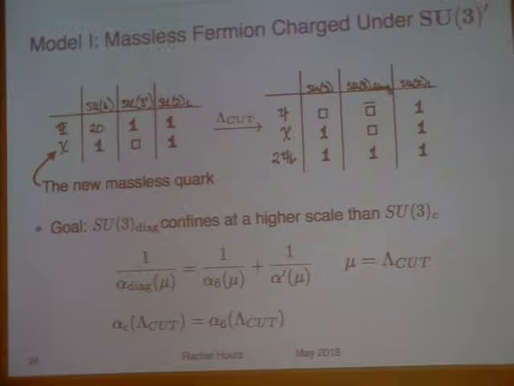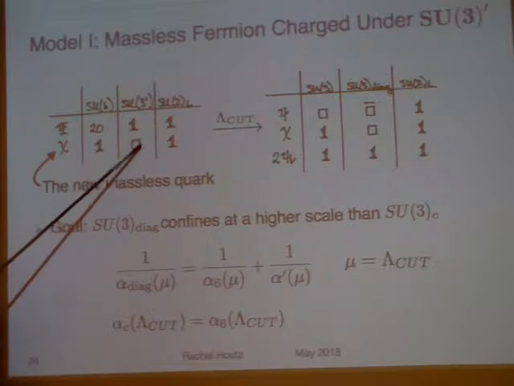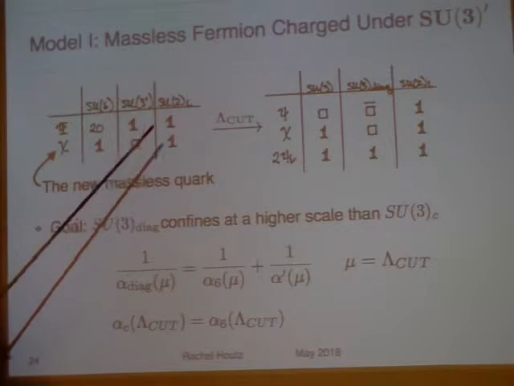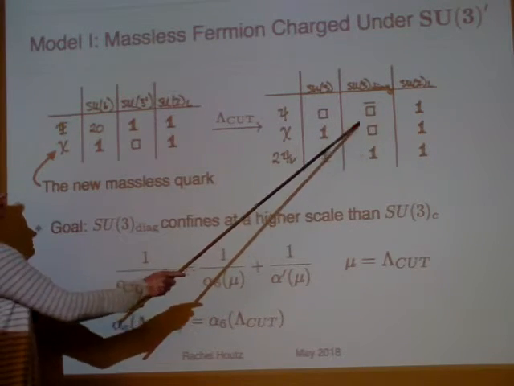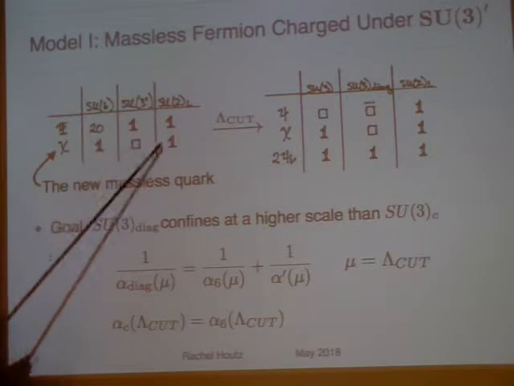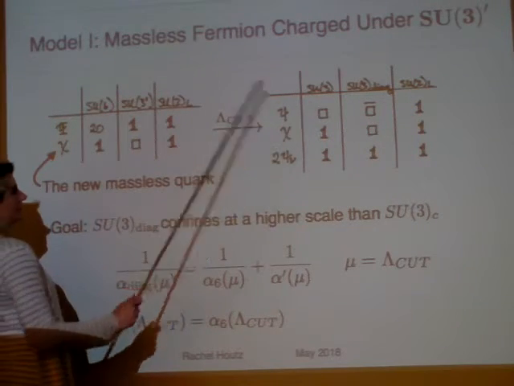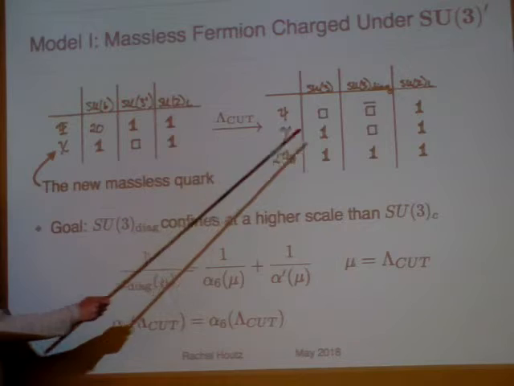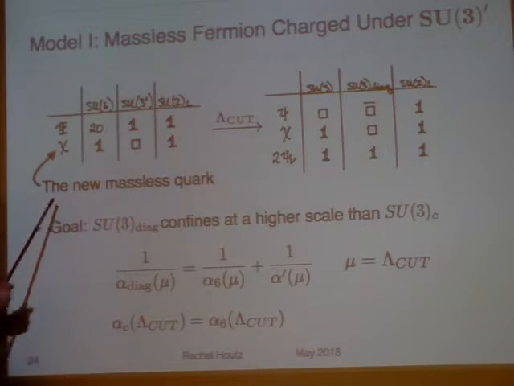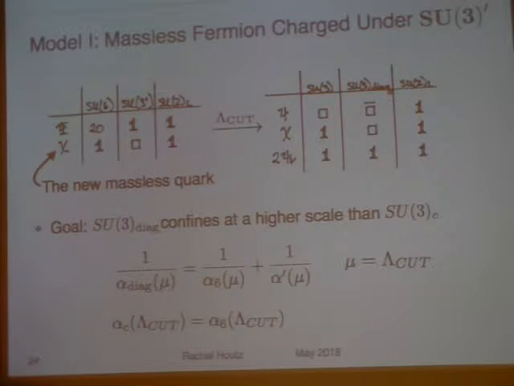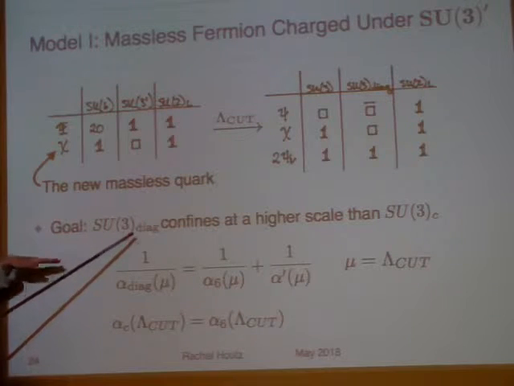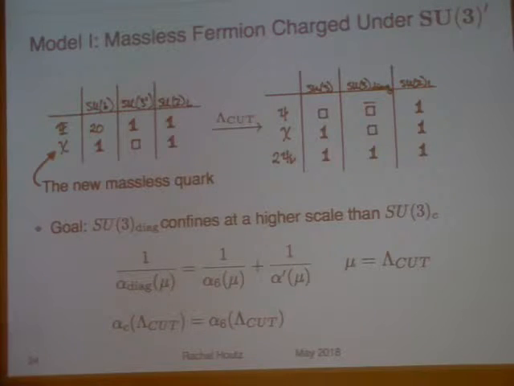So, all right, let's talk about model 1 first. In model 1, we introduce a new massless quark, the chi. It's charged as fundamental under SU3 prime, and so under the cut breaking, it ends up as fundamental under SU3 diagonal. And then we still have this psi, which was charged under the 20 representation of SU6, and then gets charged under a box bar for color and SU3 diagonal. And remember our goal, we really want SU3 diagonal to confine at a higher scale than QCD. That's pretty important for our model, right?